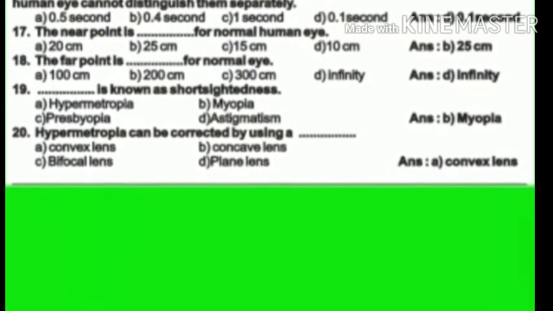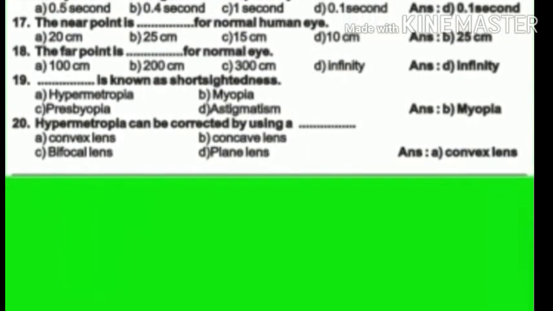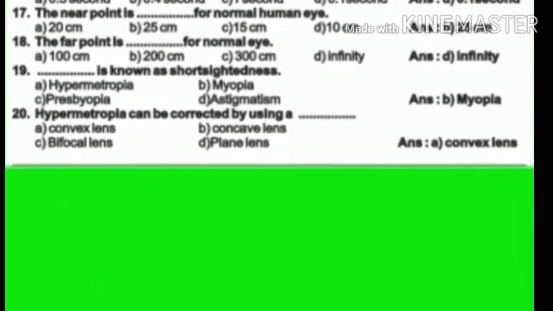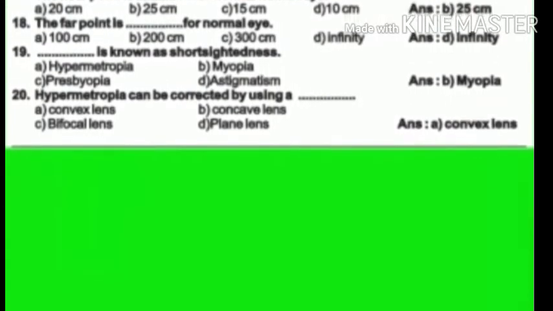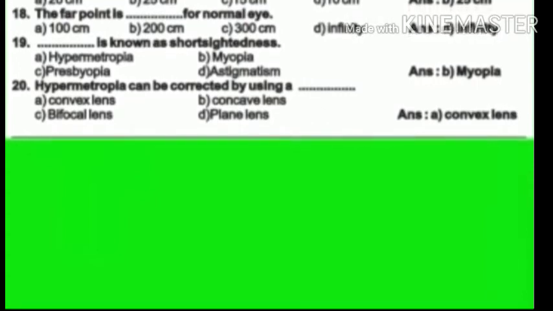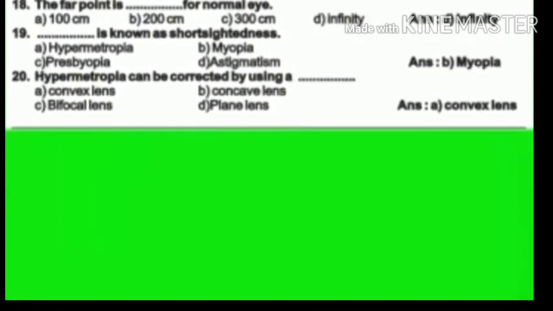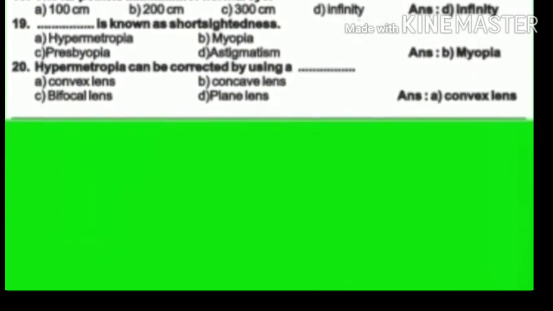Option D, infinity. Dash is known as short-sightedness. Option B, myopia. Hypermetropia can be corrected by using a dash. Option A, convex lens. And now fill in the blanks.